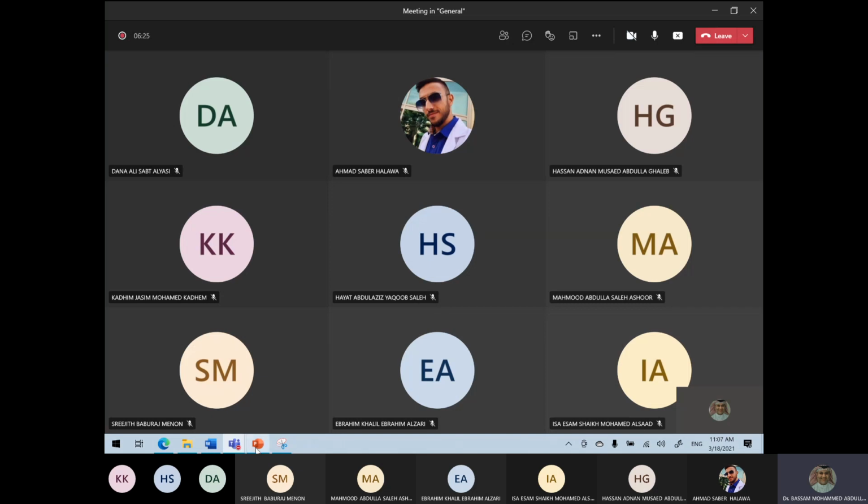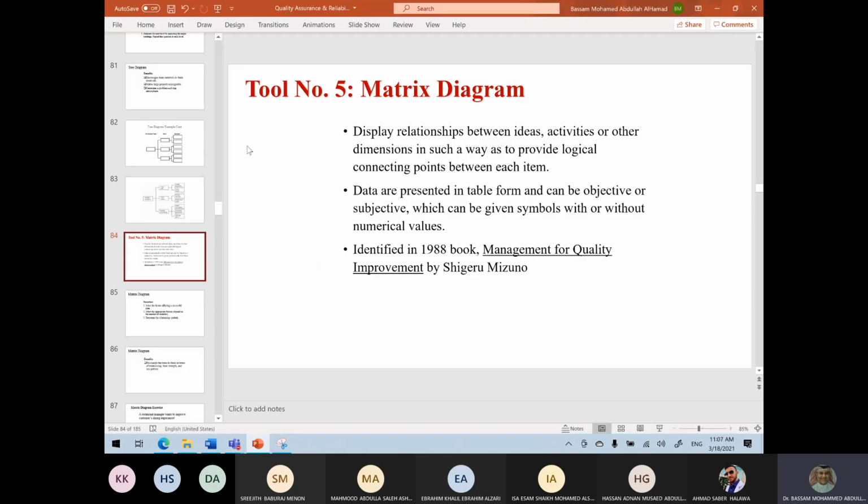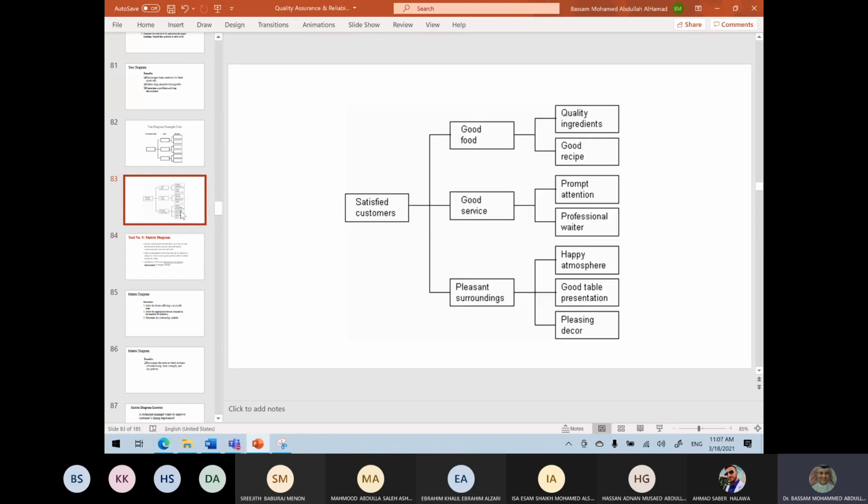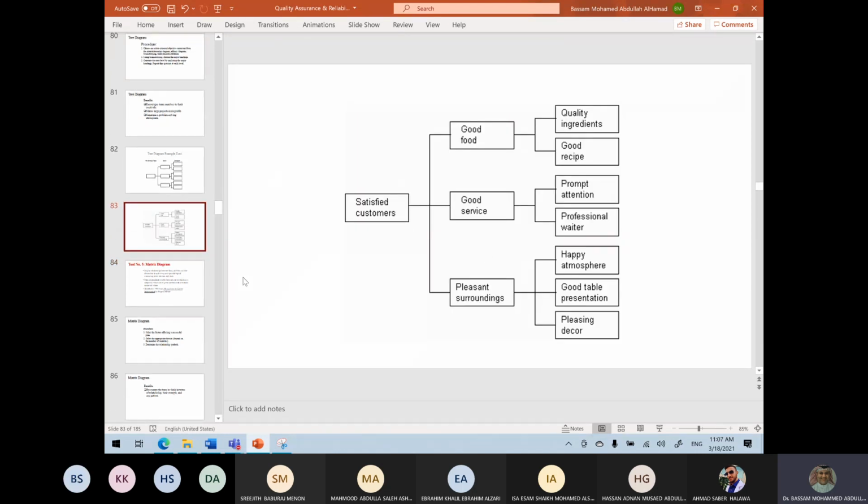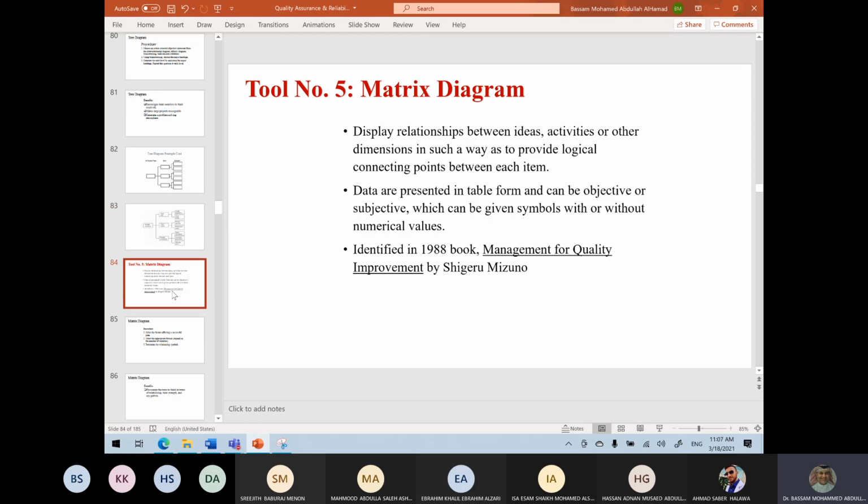So where are we? Last time we had stopped with a tree diagram, and we took an example of how to plan for your studies and your future career, and it was a good example to do some strategic thinking. Today we are going to take another tool, which is the matrix diagram, and this diagram is also very useful. We are going to take an example again.